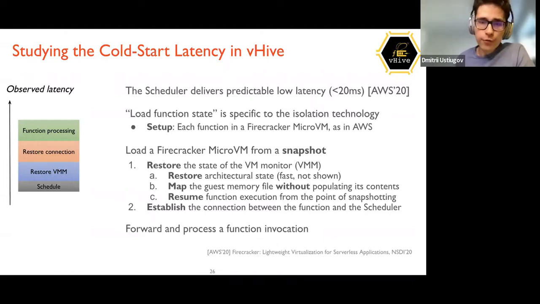During the restoration, first the hypervisor loads and restores the state of the virtual machine monitor and the emulated devices. Second, the hypervisor maps the guest memory file into the main memory without populating the memory contents, and this is important. And then the hypervisor resumes the execution of the virtual machine from the point at which the snapshot was taken. And finally, the micro VM manager establishes a connection with the function inside the virtual machine. So it reconnects to the rest of the infrastructure. Note that the last step is not essential for virtual machine restoration, but it is required for the serverless case.